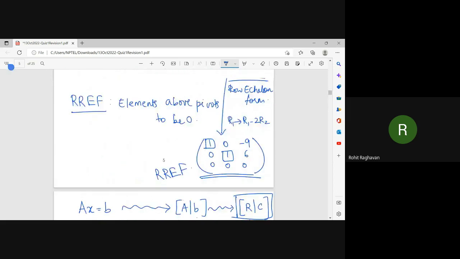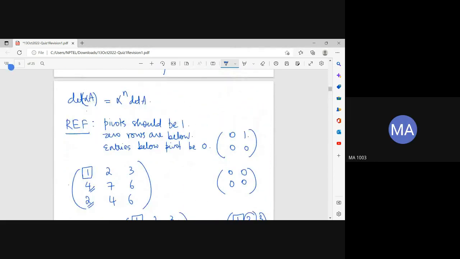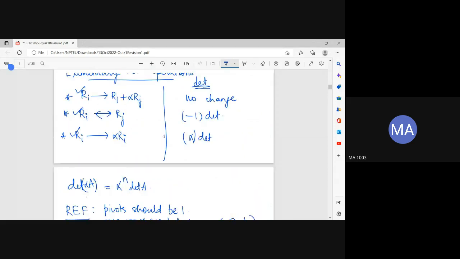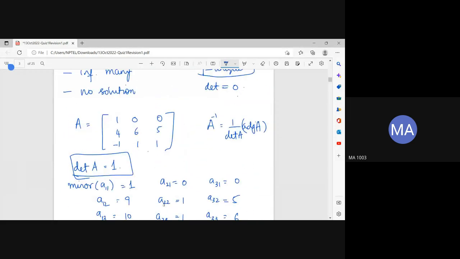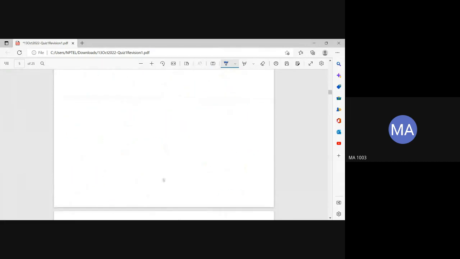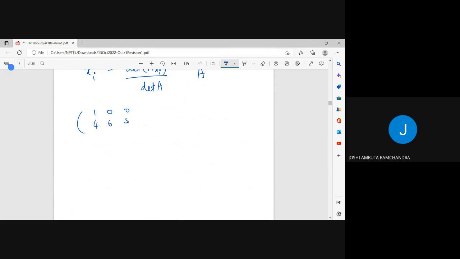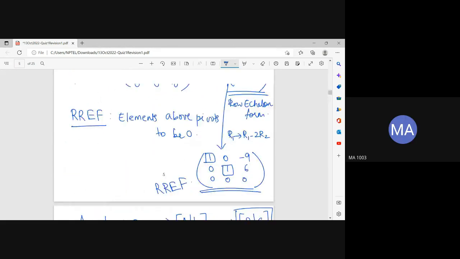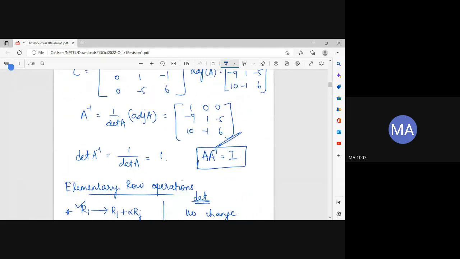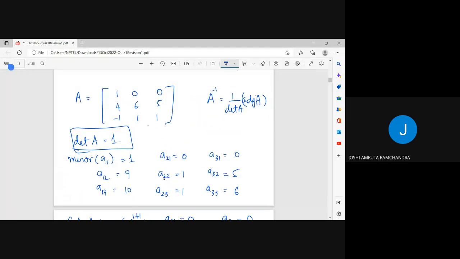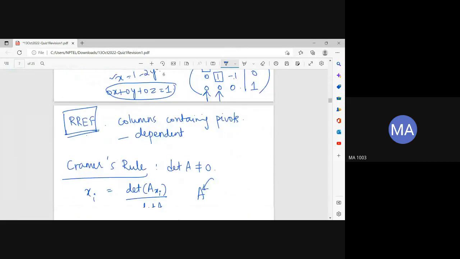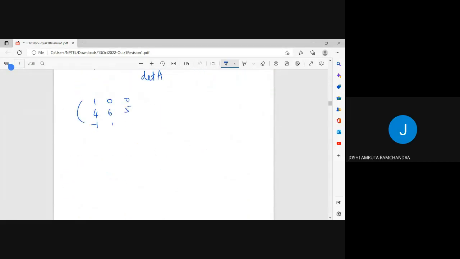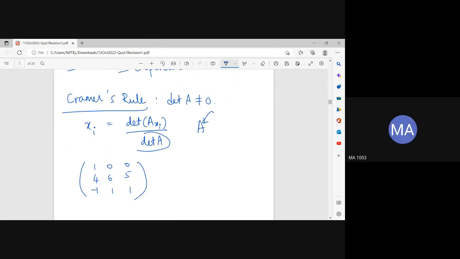Can you do one example through this and make these definitions of Cramer's rule clear for us? Yeah. We had an invertible matrix, right? This one: 1 0 0, 4 6 5, 1 minus 1 1. And ma'am, in Cramer's rule, if the determinant is 0, then we cannot say that it has no solution or infinitely many solutions. No. For applying Cramer's rule, you want the determinant to be non-zero because you're dividing by it. Yes.